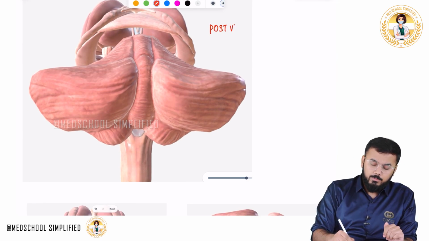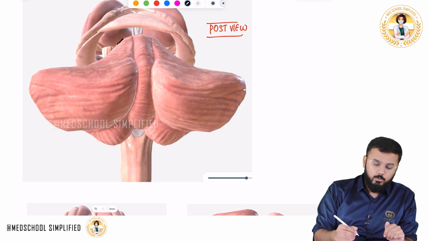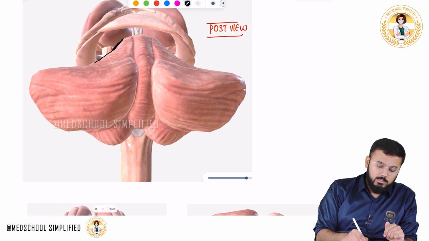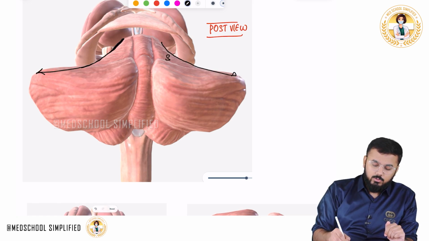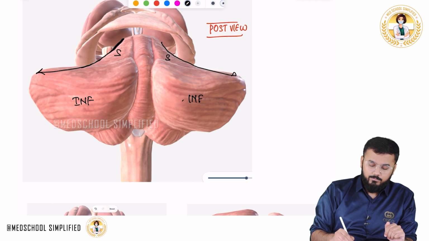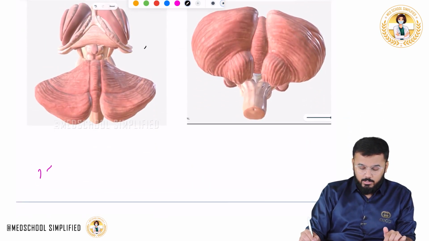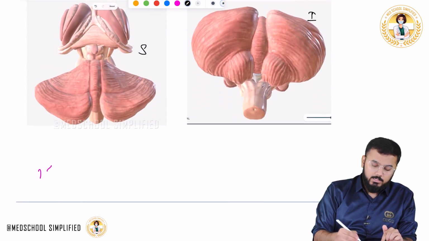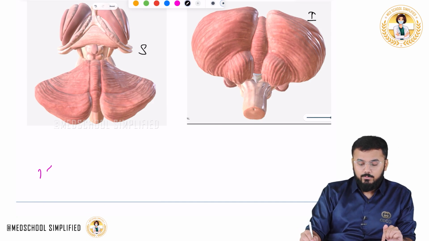Okay. This is from the posterior view. You can see two important things. There is a border that is starting anteriorly and sliding down laterally like this. So this surface is called the superior surface, and this surface is called your inferior surface. Now, this is your superior surface and this is your complete inferior surface.